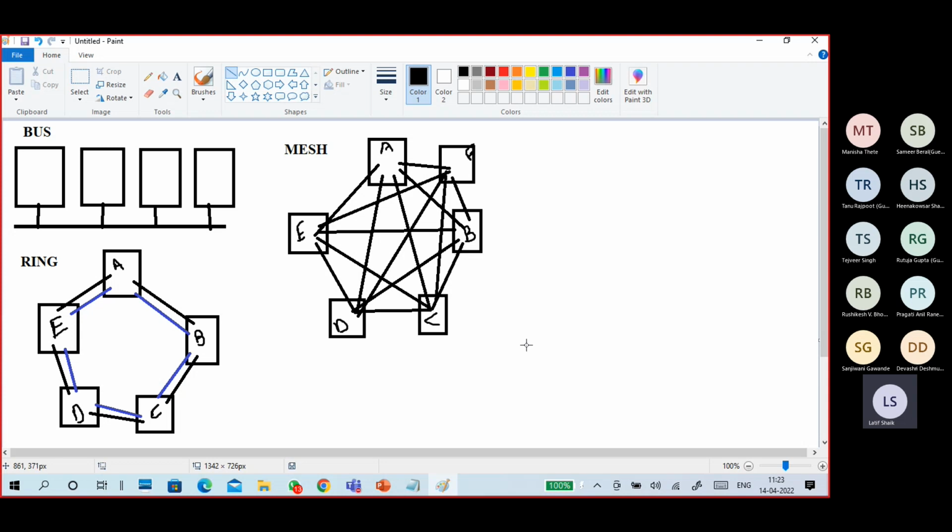Mesh topology is used on the server side, SAN storages, or server related kind of stuff, or core networking places, like ISP providers. They use mesh topologies because redundancy is important there. In our network, we don't use that kind of stuff.